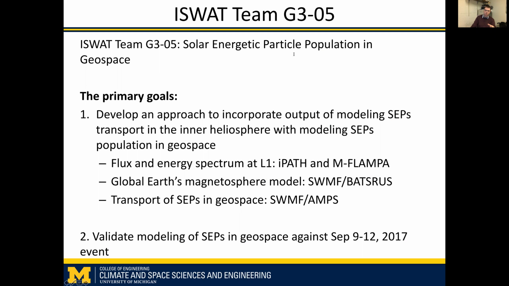Building an integrated model to characterize solar energetic particles in geospace is a primary focus of the ISWAT Team G305. Methodologically, this goal is achieved by combining outputs of existing models into a global solar energetic particles simulation. Particularly, the boundary conditions for the modeling of solar energetic particles in geospace are derived based on the flux and energy spectrum calculated by models IPAS and M-FLAMPA outside of the magnetosphere. The geomagnetic field is calculated with SWMF BATS-R-US, and the transport of energetic particles in geospace is simulated with another component of SWMF with kinetic code AMPS.